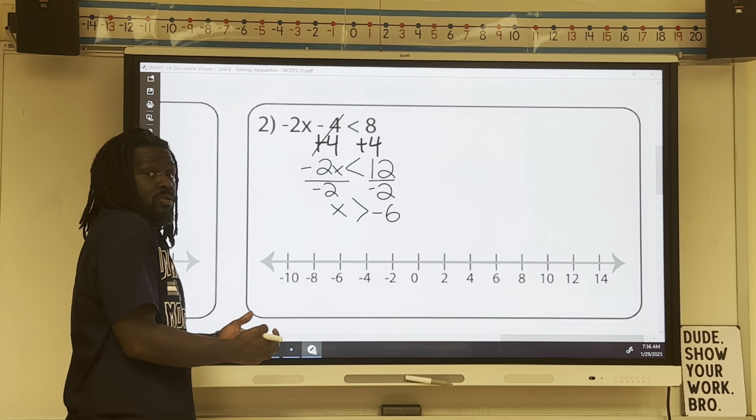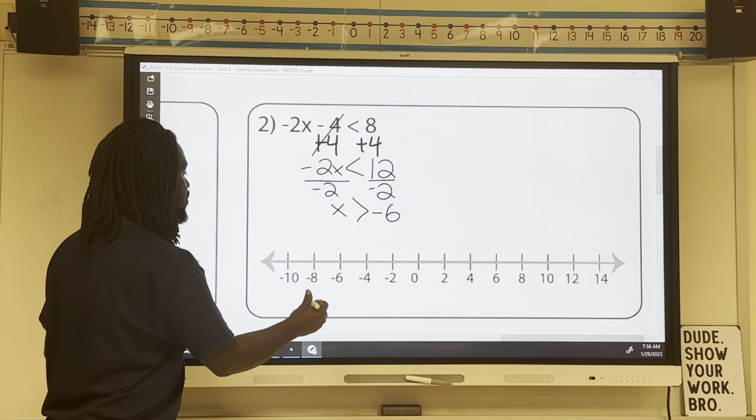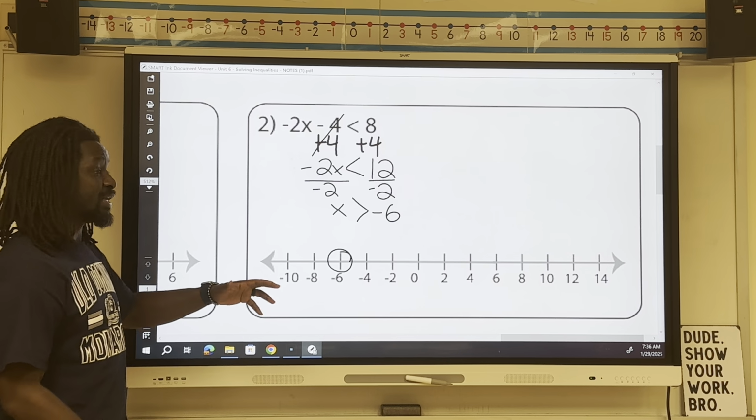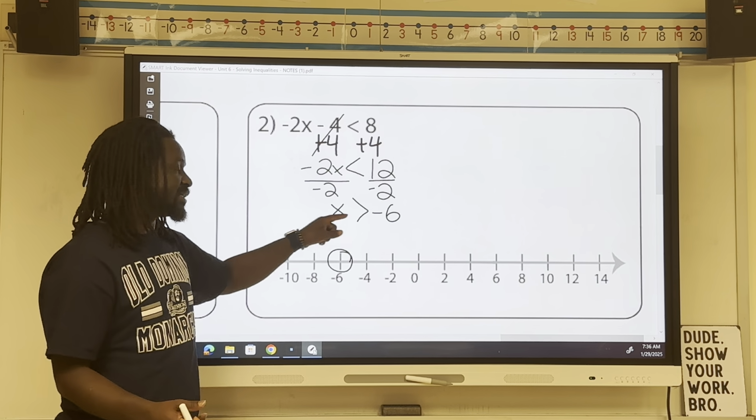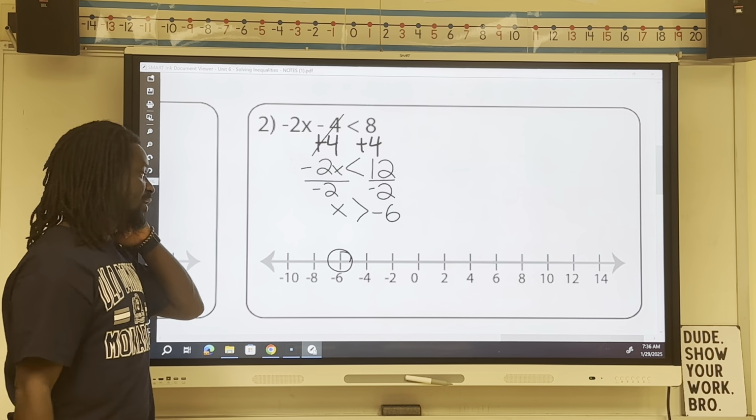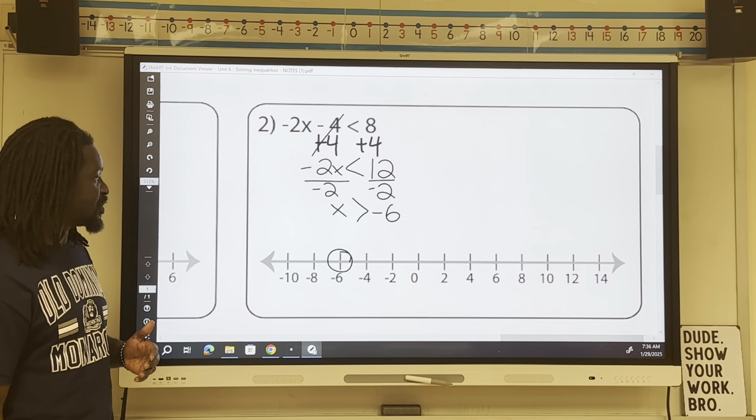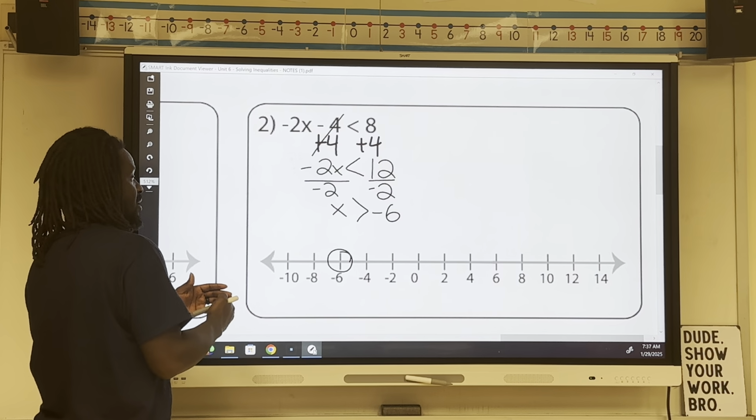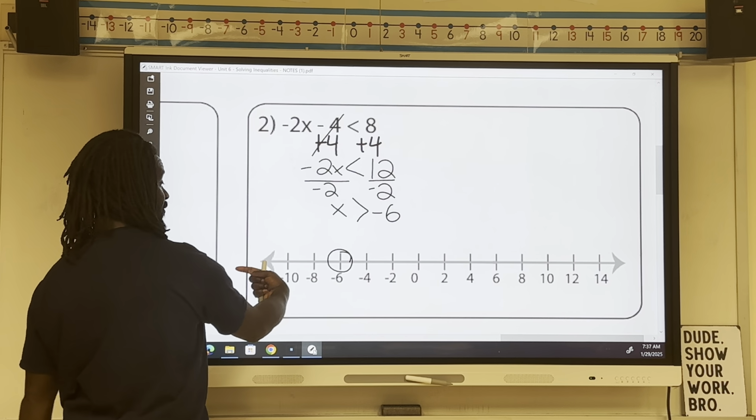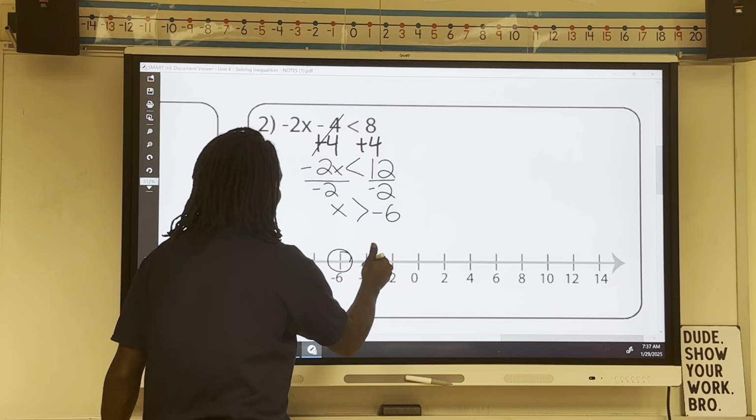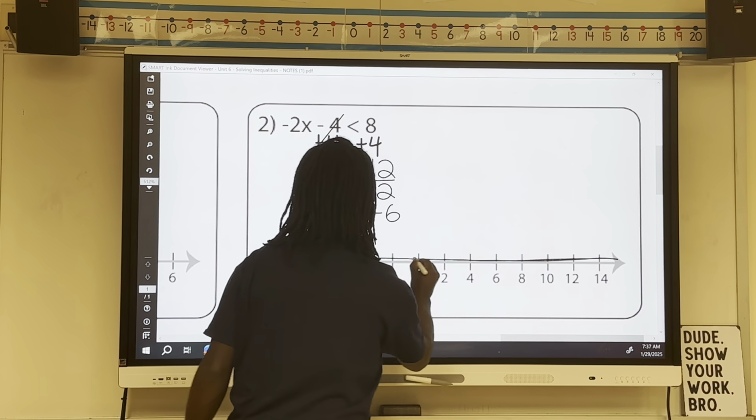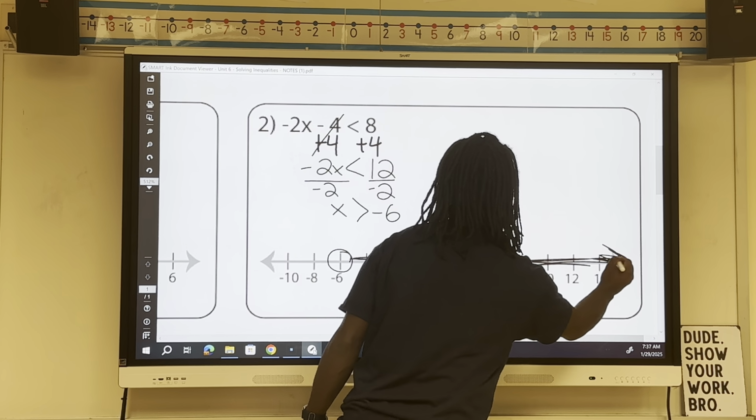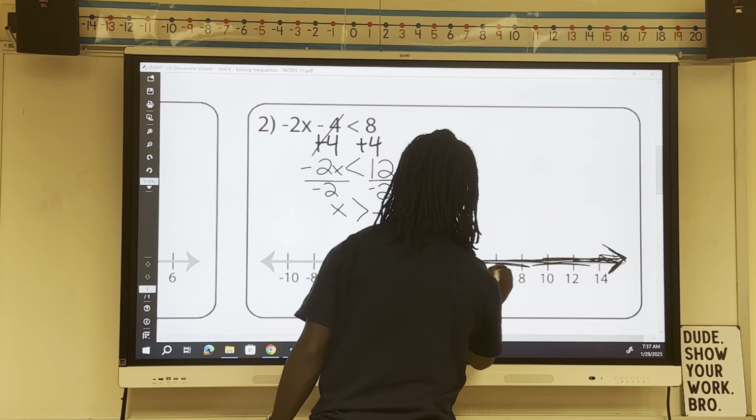To figure out what my solutions would be, I'm going to go to -6 and put an open circle, and I'm going to leave it open because it's not equal to. It is just greater than -6. Then I'm going to shade so I can see what my answers could be. Because I am greater, am I going to shade to the left or to the right? Again, the inequality symbol is facing in the direction that I need to shade. All of these numbers to the right are greater, so those are what I need to shade.